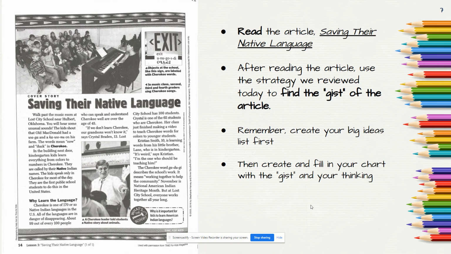Today, you will get to practice on your own with the article Saving Their Native Language. The article will be here for you to pause and view and also be linked in the framework today for you to access. You will need to read the article and jot down your thoughts using the strategy we have discussed yesterday and today. Remember to create your big ideas list first, then create a chart with the gist and your thinking about the article. Take a readable picture of your chart and turn it in to your teacher how you've been instructed.